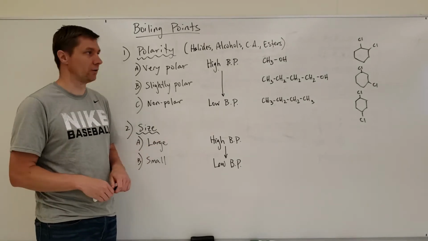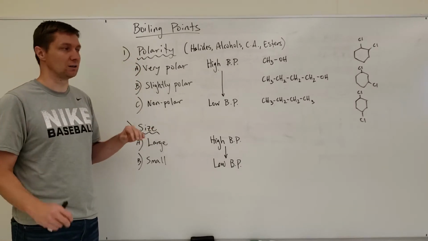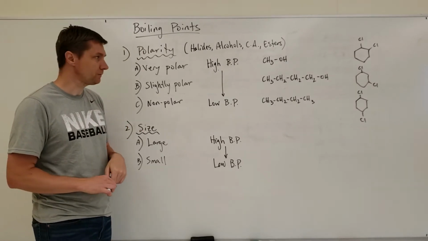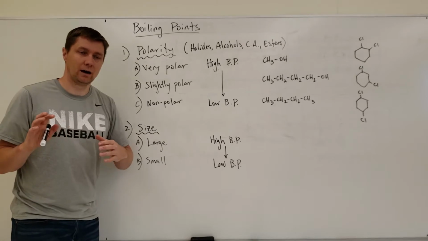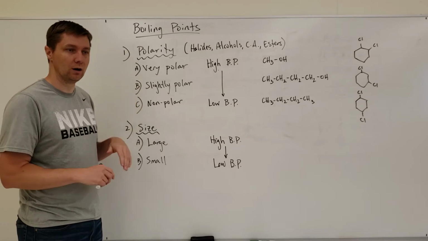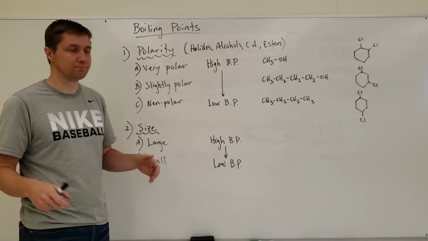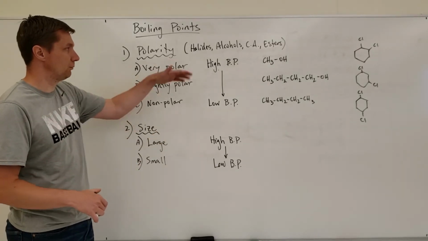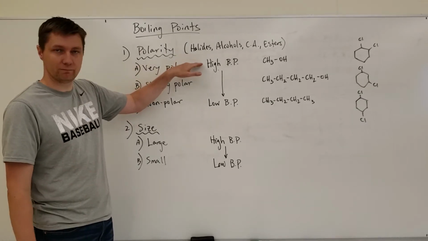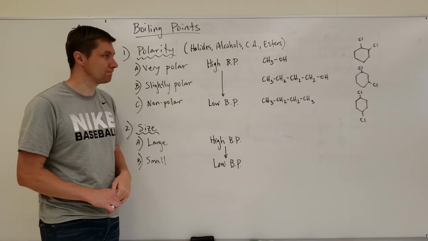But really what you need to know for this chemistry class is that boiling points are affected by two things: whether a substance is polar or not, and how large the molecule is. So if we're looking at polarity, we have three types of molecules. We have molecules that can be very polar, molecules that are slightly polar, and molecules that are not polar at all. How that relates to boiling points is that molecules that are very polar are going to have very high boiling points, and molecules that are non-polar, very low boiling points.